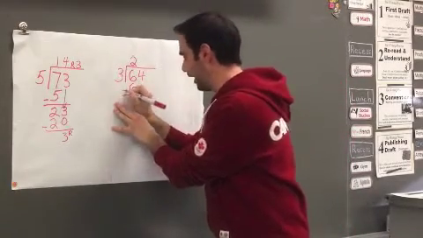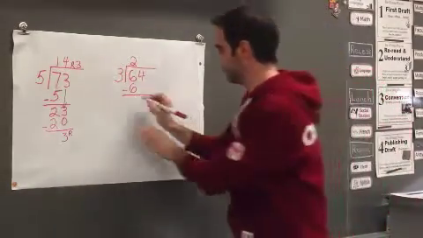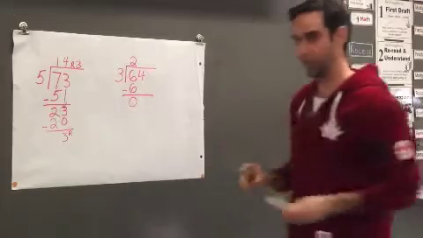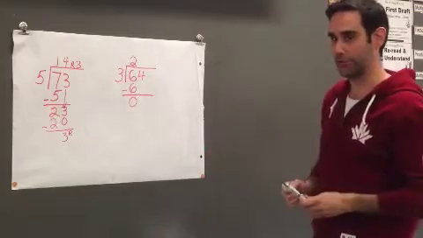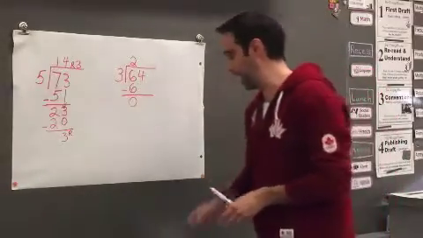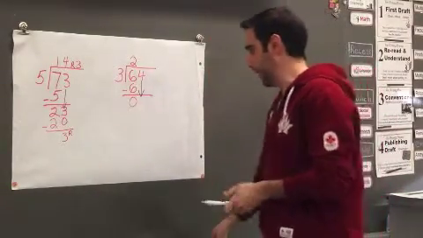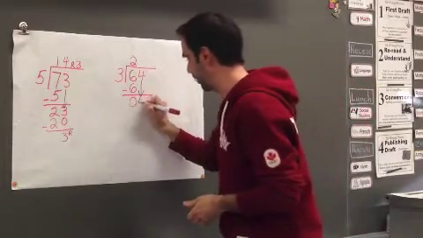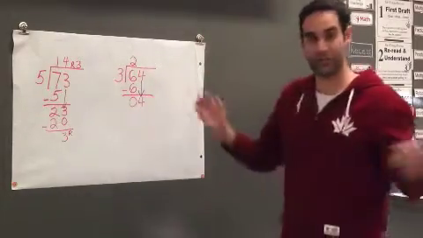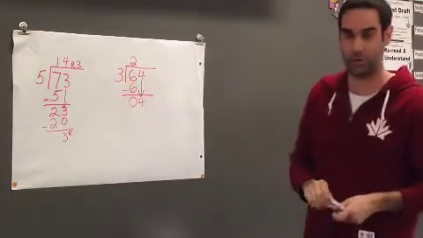Put my subtraction symbol in. 6 take away 6 is 0. Now I'm not done. There's something else I have to do. If you remember what we did over here, we have to bring that 4 down. So now we have our 4 brought down. So now I have to stop and think to myself, what in the 3 times table will get me close to 4 without going over?